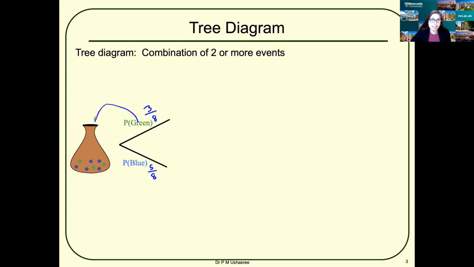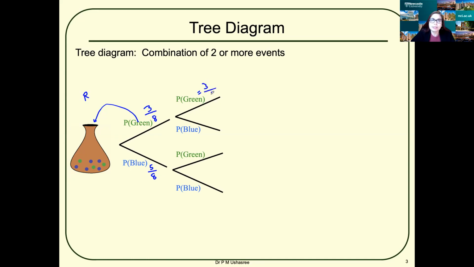Now, if I have a second event, after picking the first ball, I replace the ball, I put this ball back again, and I can pick another ball, and that ball could be green or blue. So there are 2 possibilities. I write the probabilities on the side of this straight line. This is all by replacing the ball, okay? If I replace this ball, what is the probability that I'll pick a green ball again? It's going to be 3/8. What is the probability that I'm going to pick a blue ball? It's going to be 1, 2, 3, 4, 5, so 5/8.